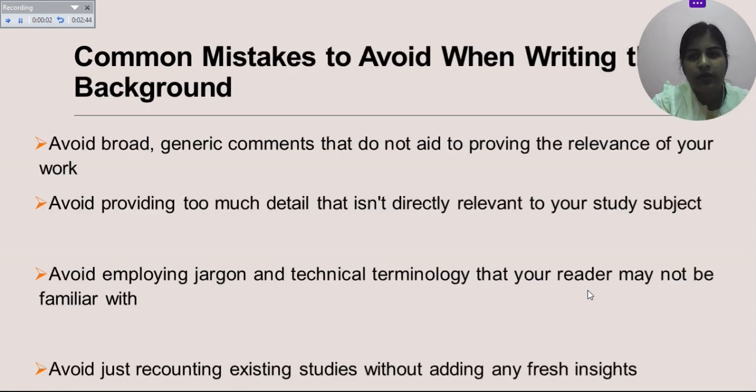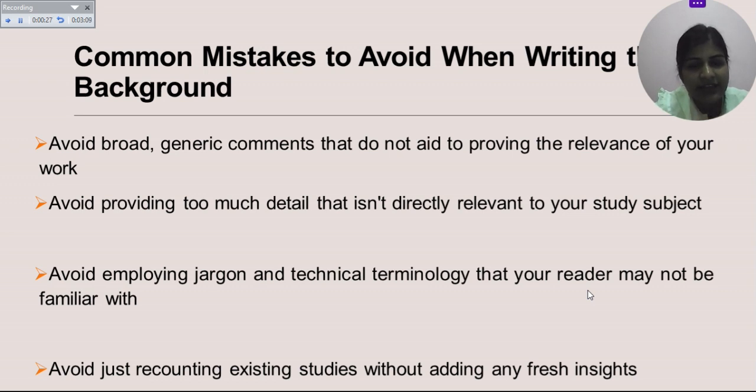Common mistakes to avoid when writing the background. Avoid broad generic comments that do not add to proving the relevance of your work. Although it is critical to provide a thorough review of existing literature, avoid providing too much detail that isn't directly relevant to your study subject. Be more focused and concise.